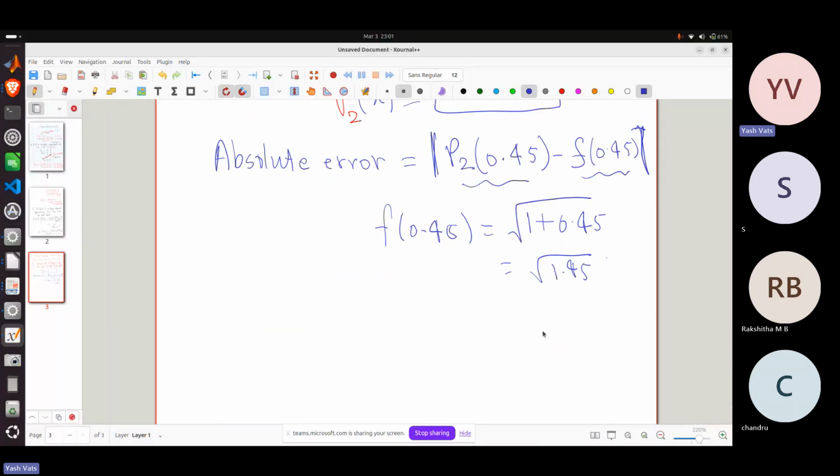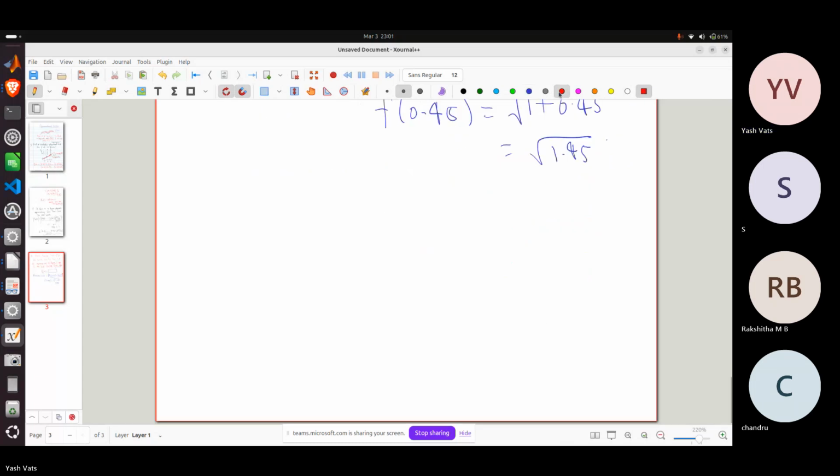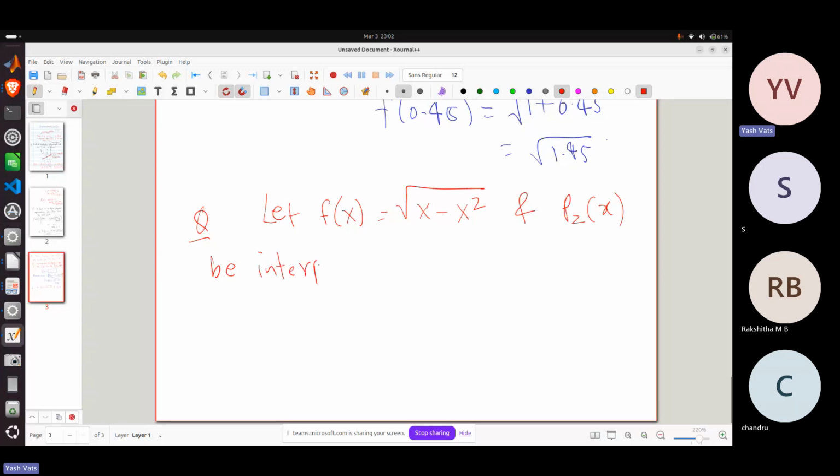Okay, so I'm just giving you another question, which I will also solve if you want to try that. So the question is: let f of x equal under root of x minus x square, and p2x be the interpolating polynomial on x0 equals 0, x1, and x2 equals 1.